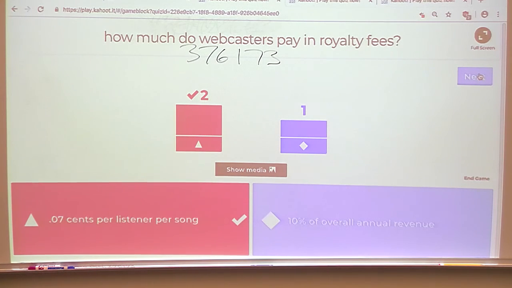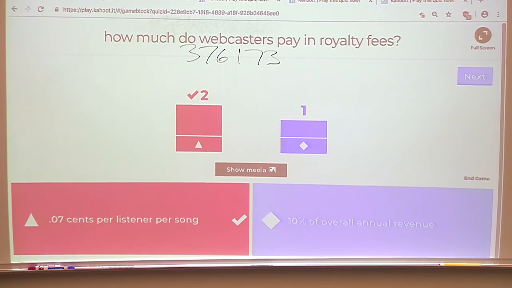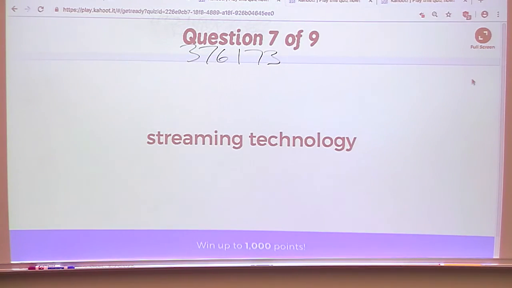So for instance, Spotify is actually paying even less than that due to special deals. 10% of overall annual revenue is what radio stations pay. So if they broadcast over the air, they have a different deal. So on the internet, it is judged by per listener per song, which can get very expensive.